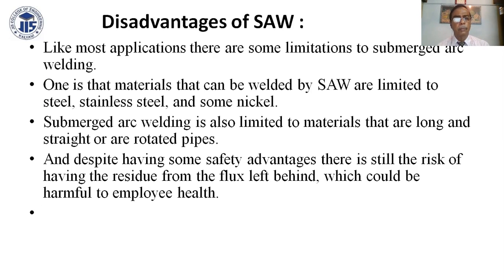Disadvantages of submerged arc welding: like most applications, there are some limitations to submerged arc welding. One is that the material that can be welded is limited to steel, stainless steel, and some nickel. Submerged arc welding is also limited to materials that are long and straight or are rotated pipes. And despite having some safety advantages, there is still the risk of residue from the flux left behind, which could be harmful to employee health.